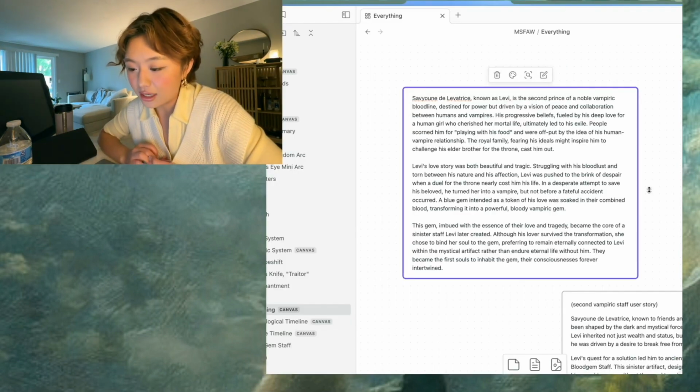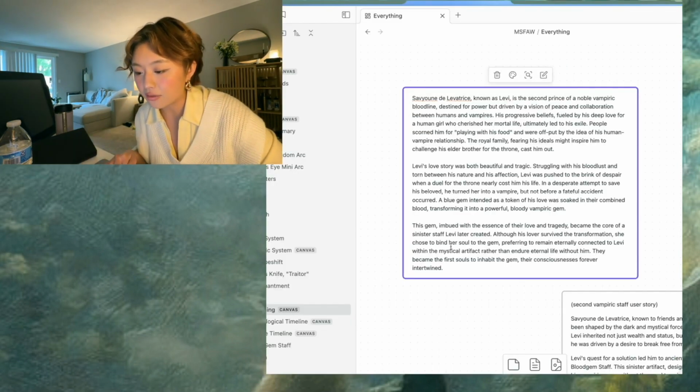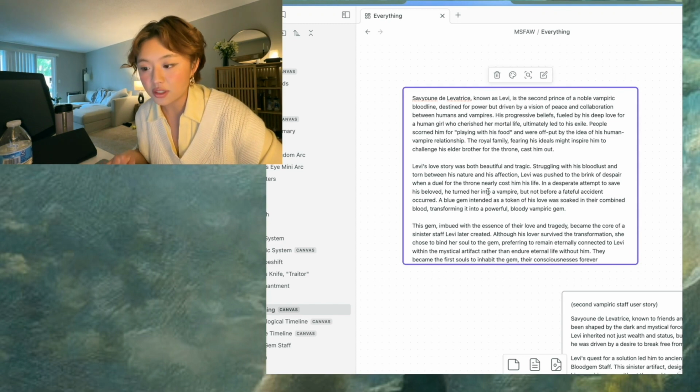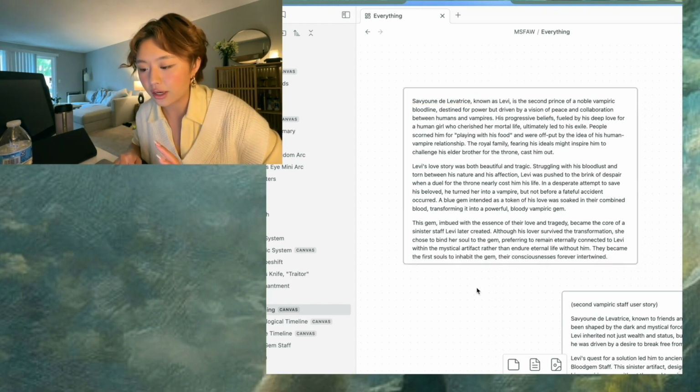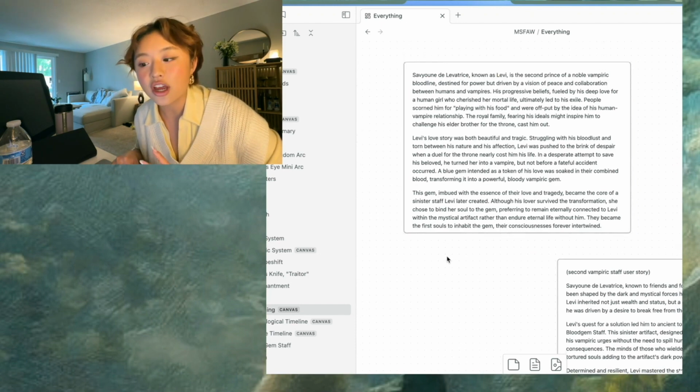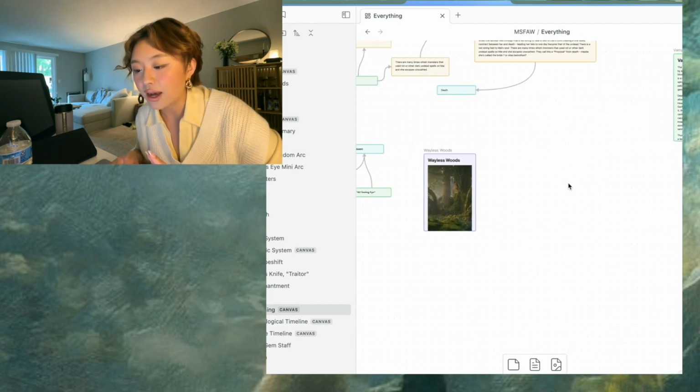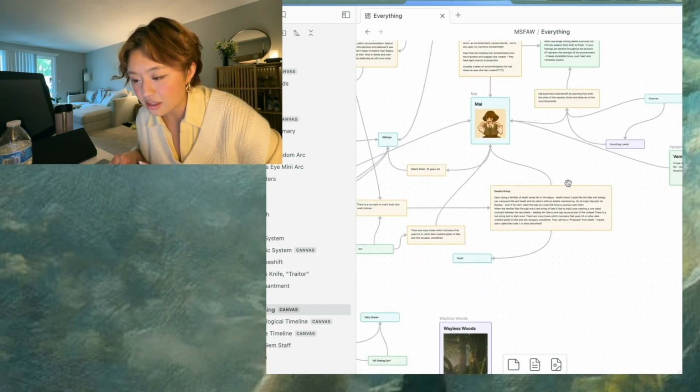So I just took the first three paragraphs of what ChatGPT gave me that were in line with the original story. But ultimately the gem is not turned into a staff by Levi, it's by its next user.